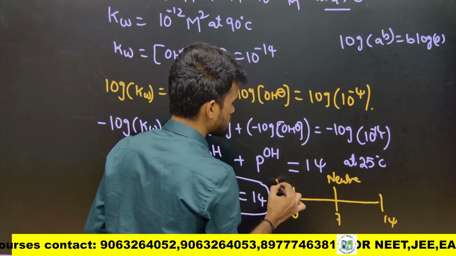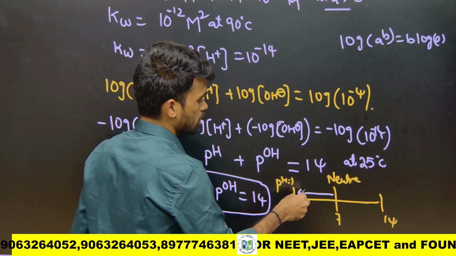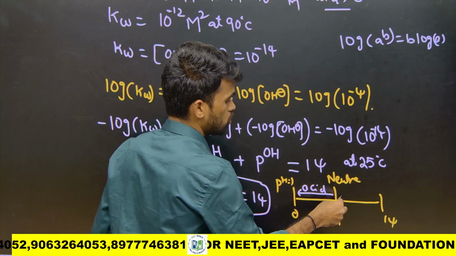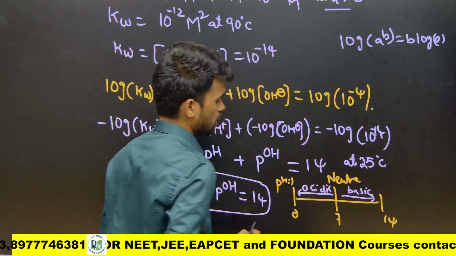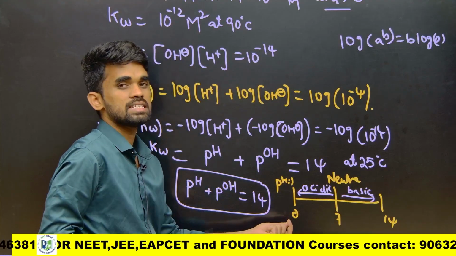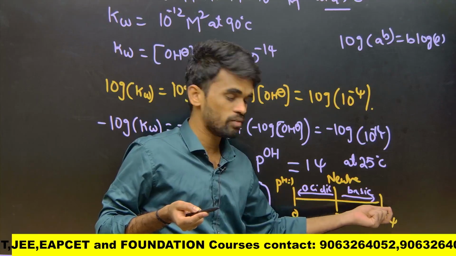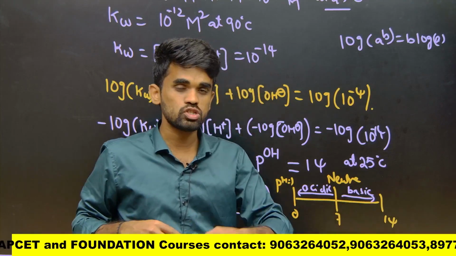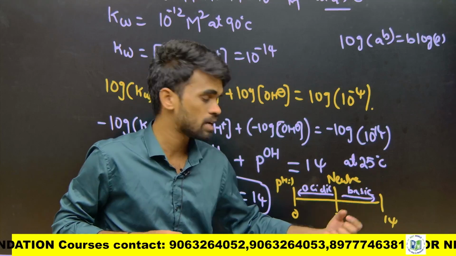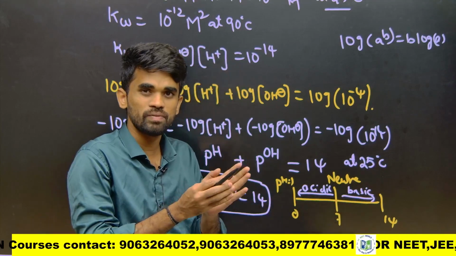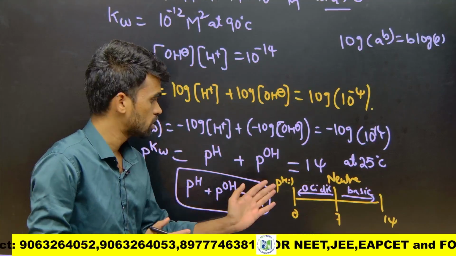This is on the pH scale I am discussing. Neutral is 7, below 7 is considered acidic, and above 7 is considered the basic region, right? As we move towards 0, the acidic nature increases. As we move towards 14, we have a strong basic nature. So 14 means stronger basic, and near 7 means weaker basic, a low basic region. That is what we can understand from this.